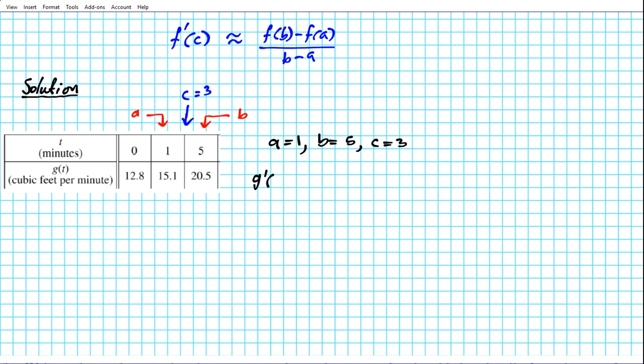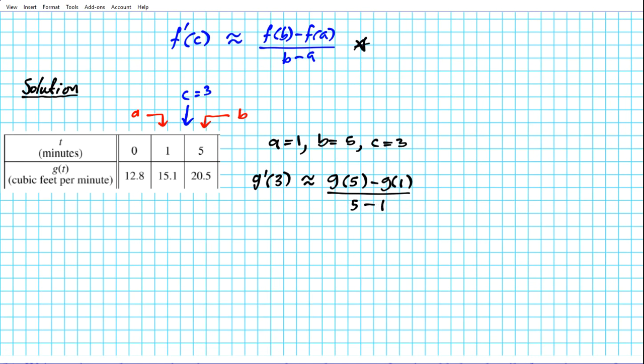So g prime of 3, the rate of change of the function at x equals 3, can be estimated using the average rate of change from 1 to 5. So that's g of 5 minus g of 1 divided by 5 minus 1, which is the same thing as y2 minus y1 over x2 minus x1, the equation of the slope of a line through 2 points.